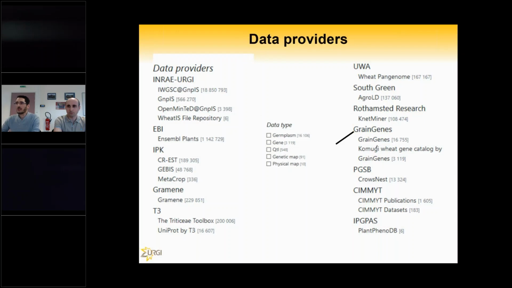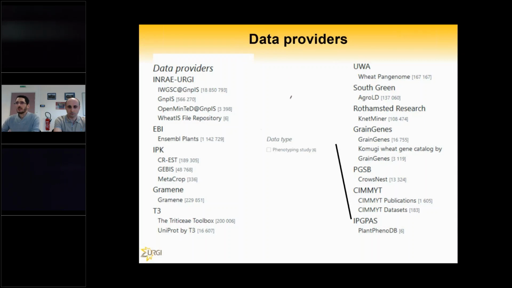And here again, you can see that GrainGenes has given to the WheatIS the wheat gene catalog from Komugi in Japan. So in the same manner as UniProt by T3, you can see the wheat gene catalog from Komugi under the GrainGenes umbrella. PGSB from Germany has also provided gene annotations from the Crop's Nest database, and CIMMYT from Mexico publications and datasets. And IPG PAS from Poland is providing also phenotyping studies. All this data is related to wheat only.